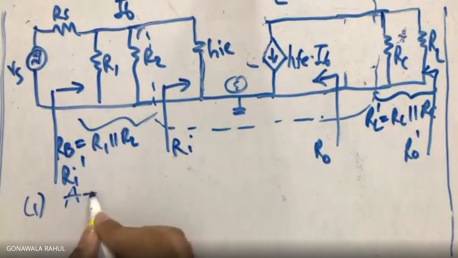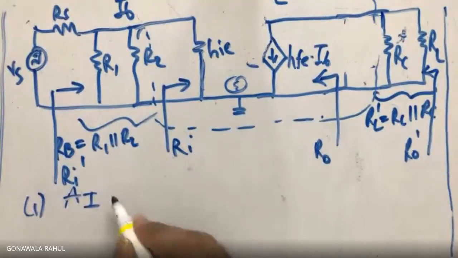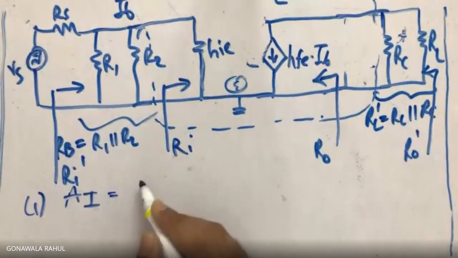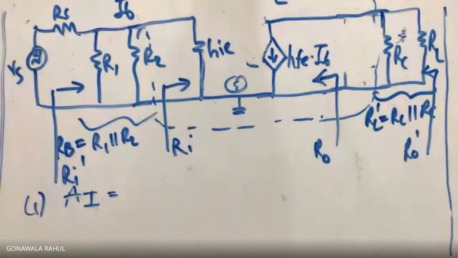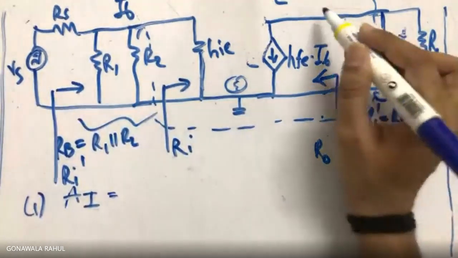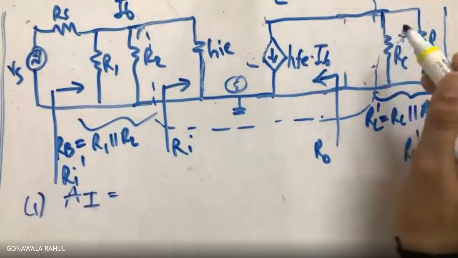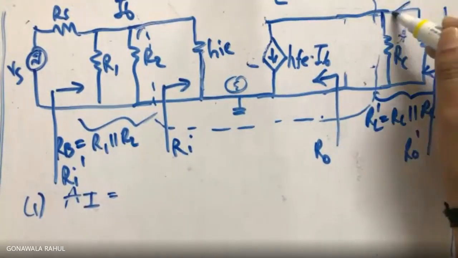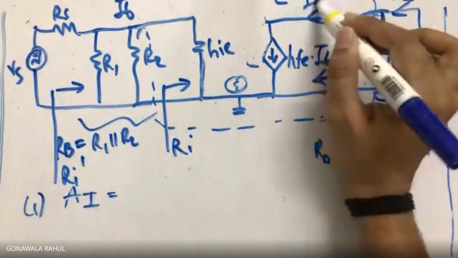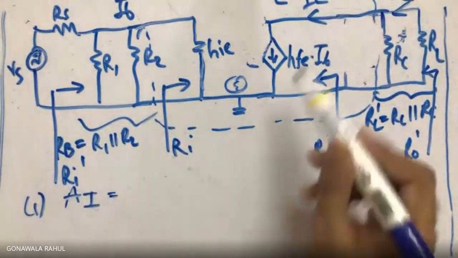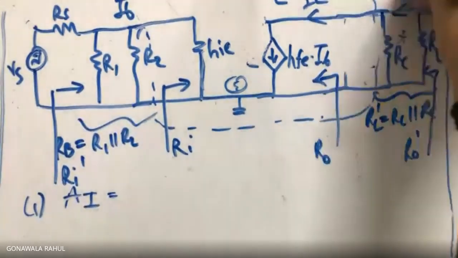So the first step is we will find out current gain of transistor, that will be AI. Current gain of transistor would be output current by input current. So output current would be in this direction. Let's say this is my IC. As we know, this is actually load current.